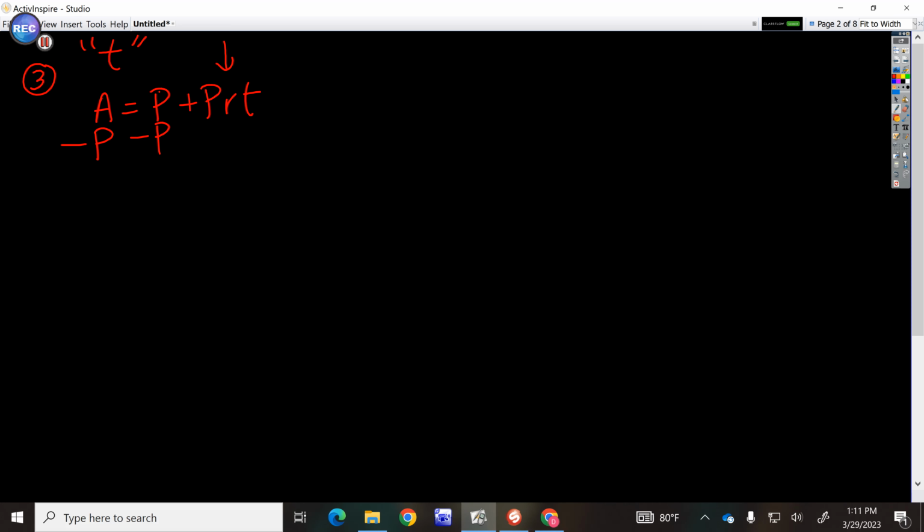First step is minus P on both sides. Now what's left is A minus P equals PRT. So far so good? Now PRT are variables that are touching. What operation is it when variables touch? Multiplication. Opposite of multiplication? Division. Division, you always put yourself in that mentality. Divide by everything except what you want. So we're going to divide by PR. Whatever you do to one side, do to the other, and that is your answer.